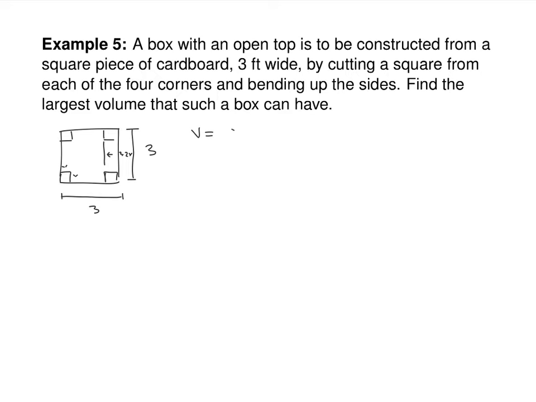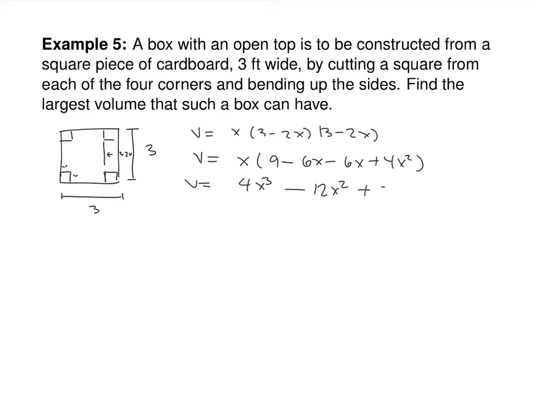The volume is x times 3 minus 2x times 3 minus 2x, because you cut out one from each corner, that's why it's 2x, right? All right, and so then multiply that all together. x times 9 minus 6x minus 6x plus 4x squared, or 4x cubed minus 12x squared plus 9x.